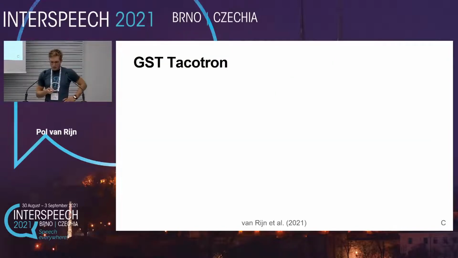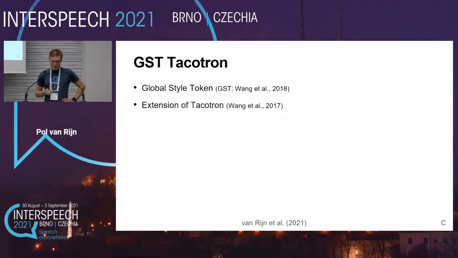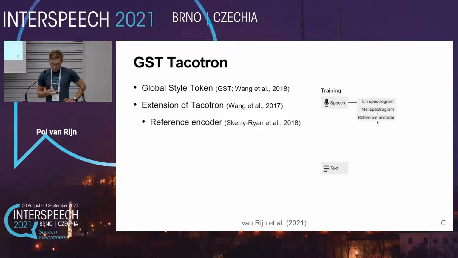Okay, I will briefly talk about GST Tacotron. GST Tacotron is an expressive TTS model, like you probably all know. It's an extension of Tacotron that learns the TTS task solely on pairs of recordings and transcripts. I will briefly talk you through the architecture of the extension, the global style token.